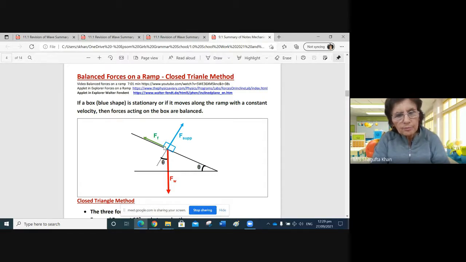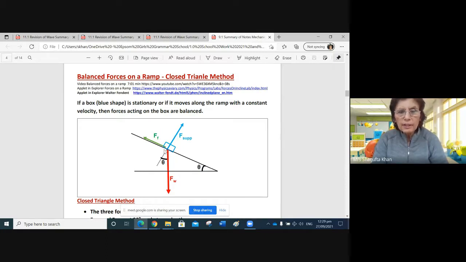So this is the blue box. Gravity force always acts downwards, and that's always the largest force. If this ramp was flat, not at an angle, then the support force would be equal and upward like that. But now, because of the angle, support force has become less. So this will be the largest force. If this block is stationary here, that means there is a friction force which is holding it from sliding down. Or it could be moving with constant speed. So all these three forces are balanced.